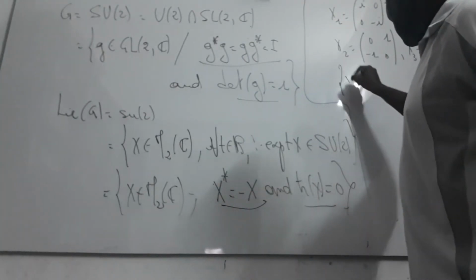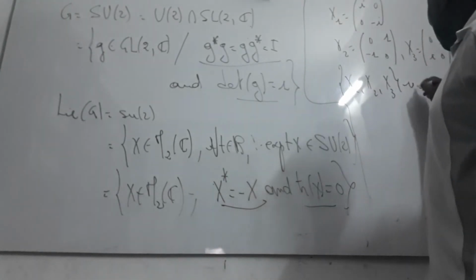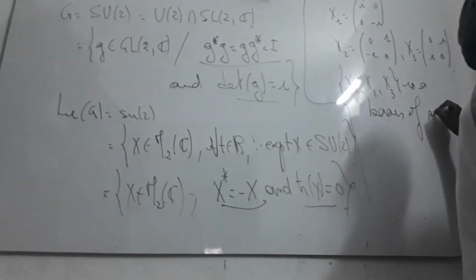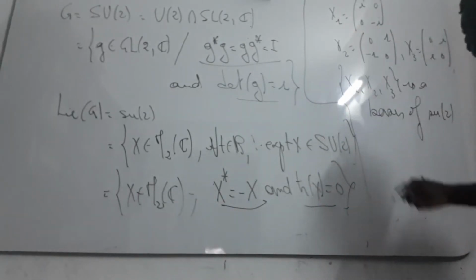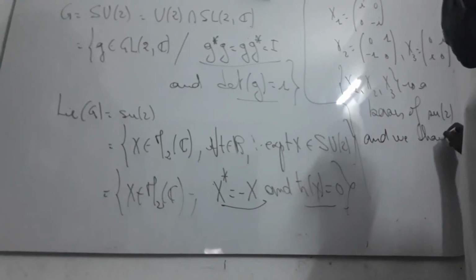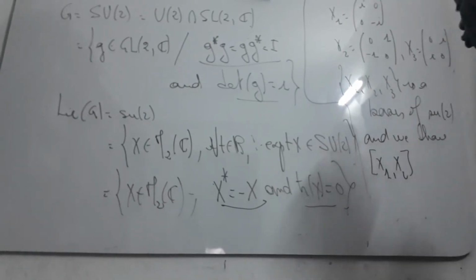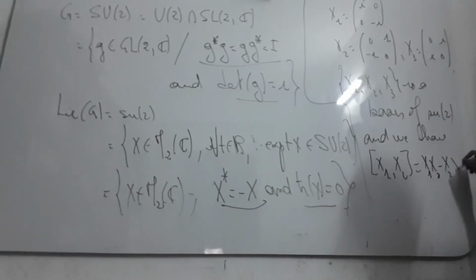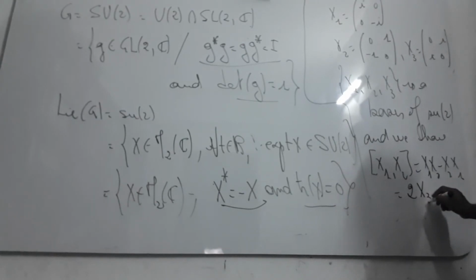And we can prove that S1, S2, S3 is a basis of this Lie algebra. And if we compute it, you have this relation: the bracket S1, S2, which is S1 S2 minus S2 S1. If you compute it, you have exactly 2 S3.